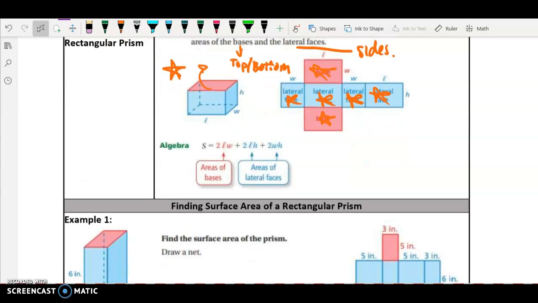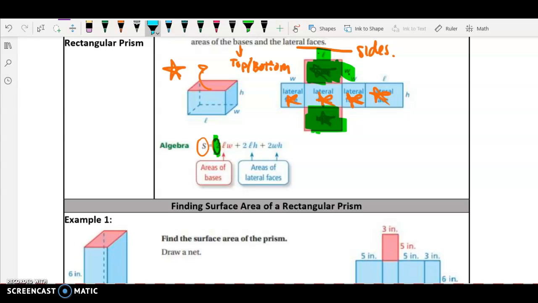And so our formula for surface area, we use a capital S, is 2 times the length times the width. And that's our bases. So the reason we have 2 is because we know area is length times width. And so we do our length times our width, and we find the area of this section. Well, we have 2 bases. And so that's why we multiply by 2 there.